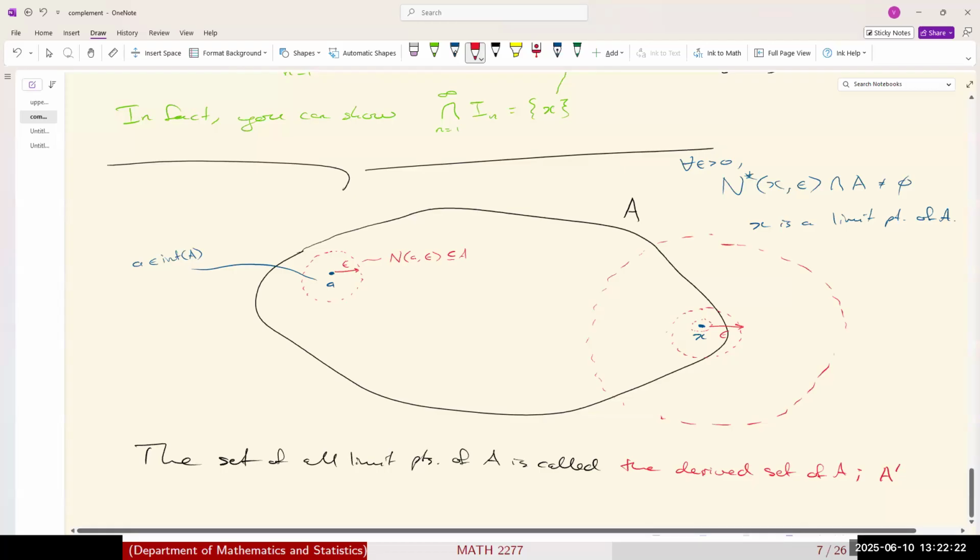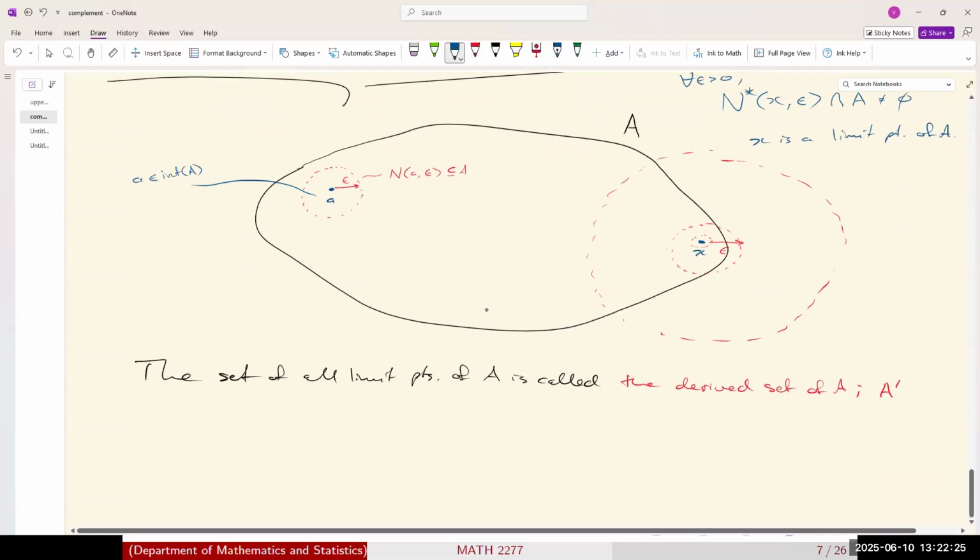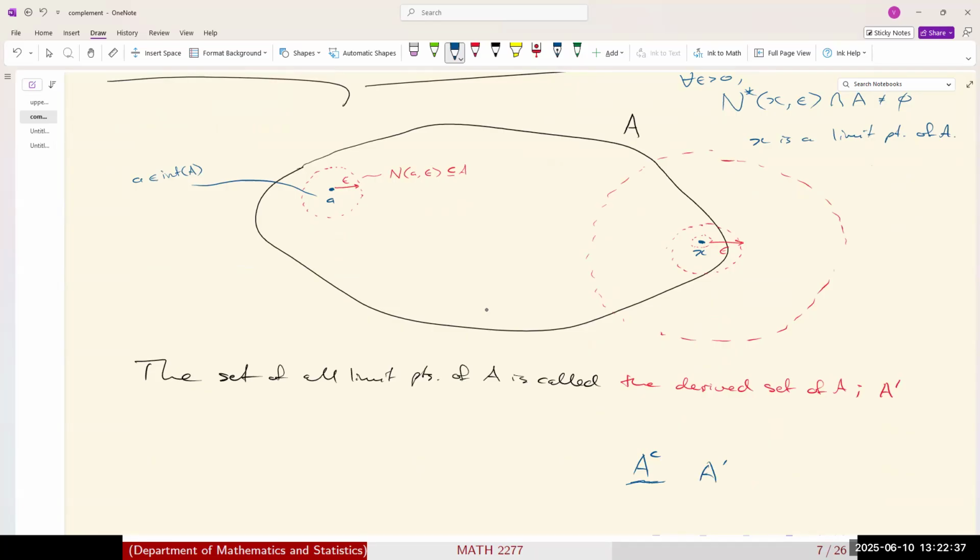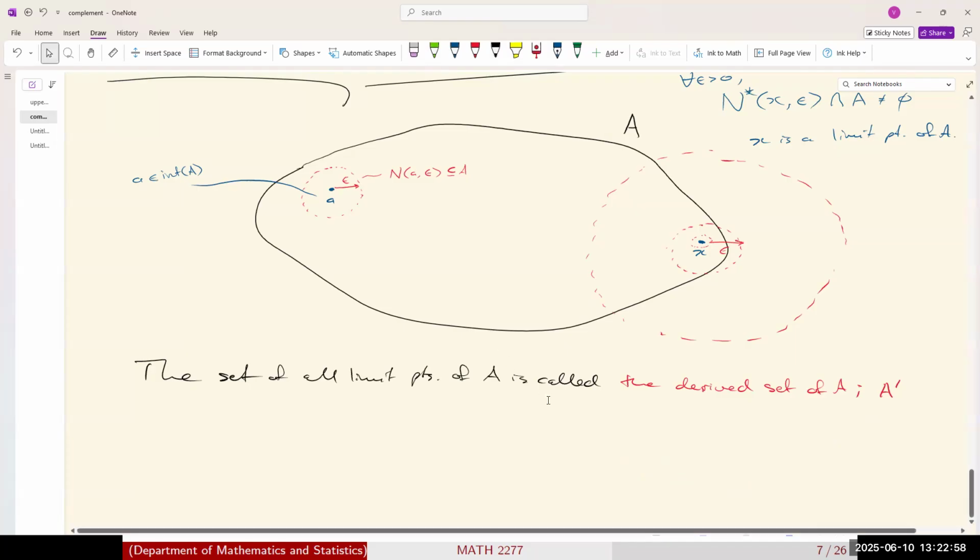So in this course, for complement, we were using A^C for complement, right? I know some of you may have also used A prime as the complement. But in this course, we are using A^C as complement, so don't put A prime. A prime in this course means the derived set. So A prime and A^C mean two different things in this course. That's the set of all limit points. We call it the derived set.